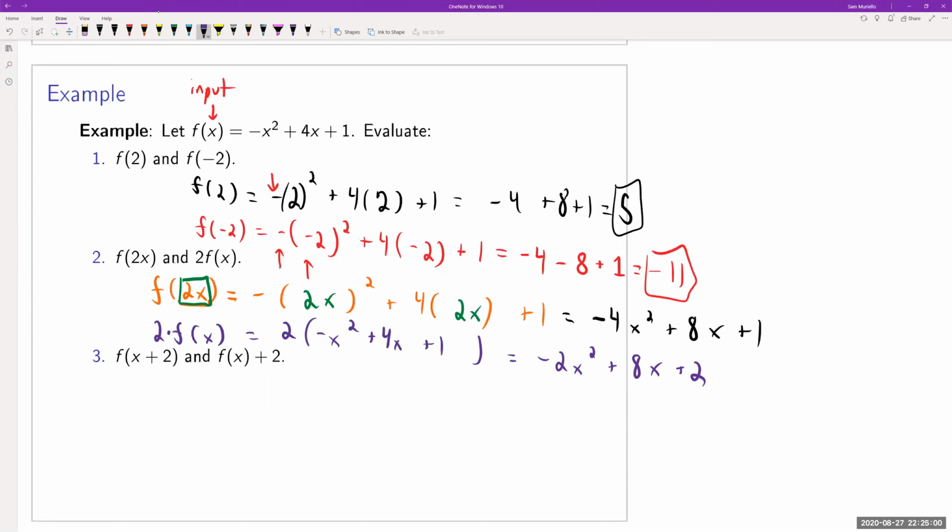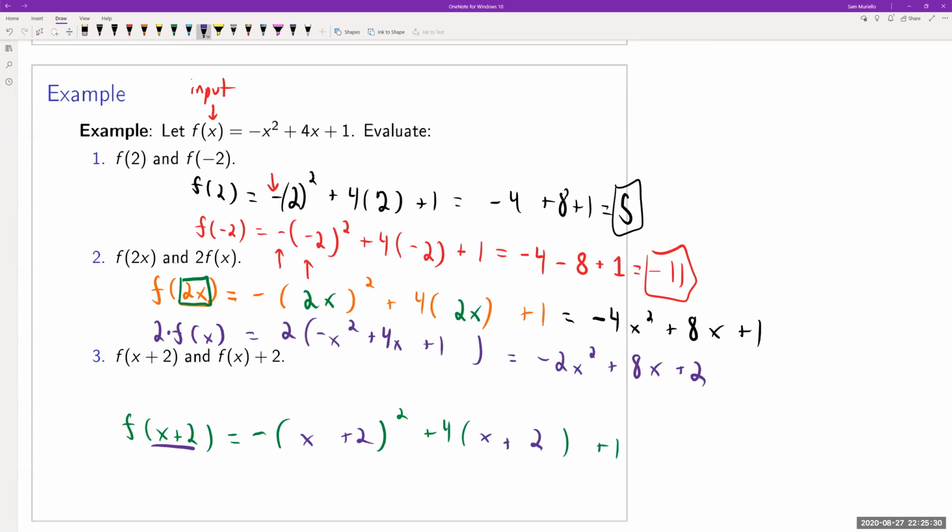Let's take a look at this last piece down here. This is the kind of thing that you're going to see a lot when you move on to calculus, so we'll want to start familiar with this now. F of x plus 2 is exactly like the one we did with f of 2x. I'll be leaving myself a blank everywhere that an x would be, and then filling it in with the x plus 2.